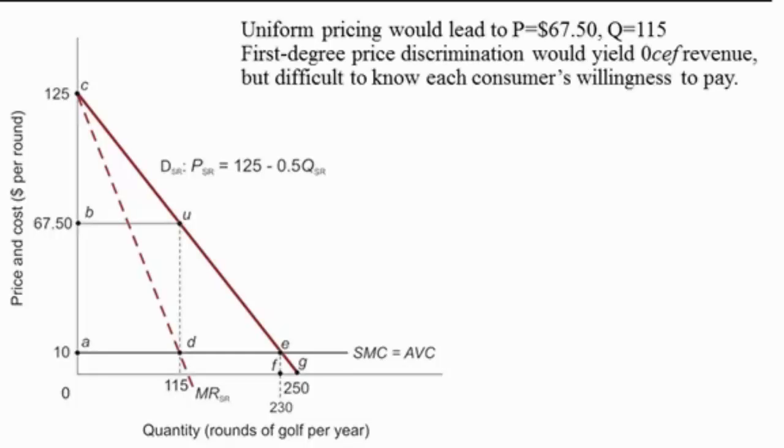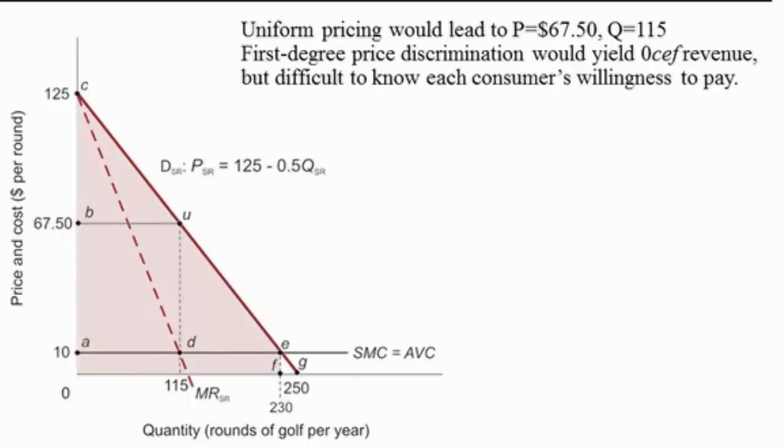Again, I can see that there's all this extra consumer surplus that we would lose if we set that uniform price. And certainly there are some people who are willing to pay less than $67.50, but more than the company's marginal cost to be able to play golf. So if we could practice first degree price discrimination, then we could gain all of this revenue, O, C, down to E and F. And since our costs are fairly small here, at least on this average variable cost, we can gain all of this consumer surplus as profit.